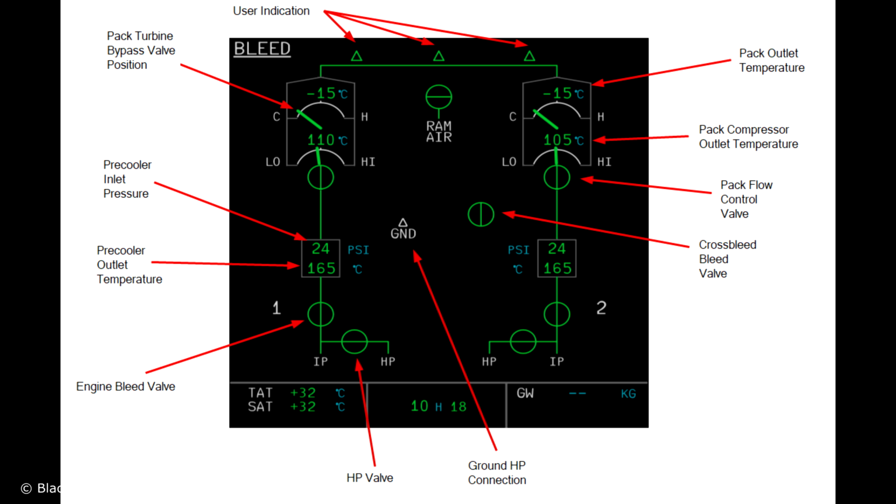Before we move on, there are some more indicators here. For example, you have the ground high pressure connection indication. Then you have the position of the cross bleed valve. We'll get into that later in this video. And then further up, you have another indication for the ram air valve.